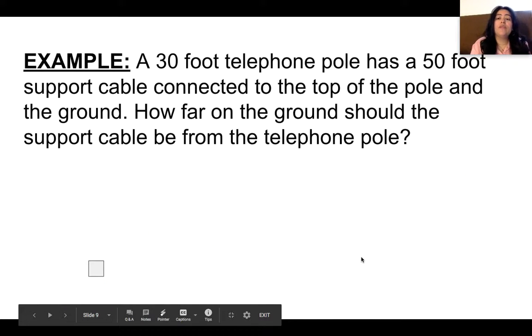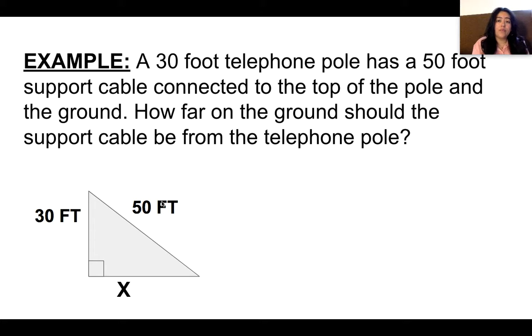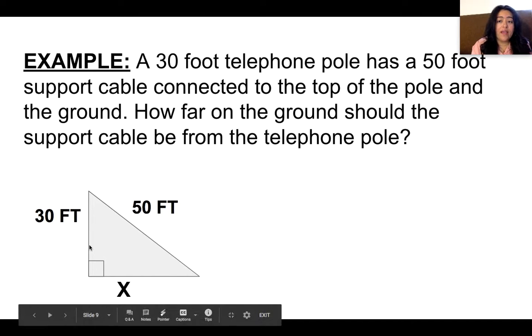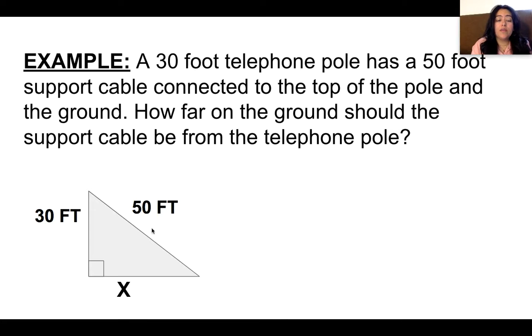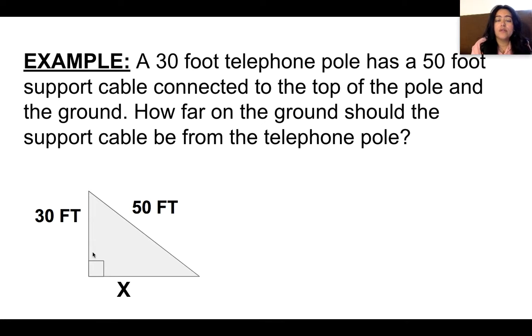The next problem: a 30-foot telephone pole has a 50-foot support cable connected to the top of the pole and the ground. How far up from the ground should the support cable be from the telephone pole? Again, the best thing to do is draw a little sketch. I know the pole is my 30 feet here, and the 50-foot cable support is connected from the top of the pole to the ground, and that's 50 feet. Make sure you're labeling your picture correctly, because that determines what's your A value, your B value, and your C value.